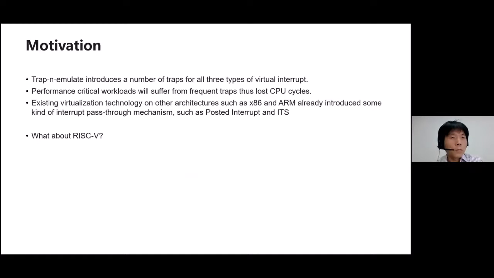Meanwhile, other architectures such as x86 and ARM have been providing direct delivery of certain kinds of virtual interrupts to the vCPU for a while. So direct delivery of virtual interrupts avoids excessive traps, reducing overhead and improving the overall performance. The question is, can we have something like that for RISC-V? From that, let's move on to our work on RISC-V.